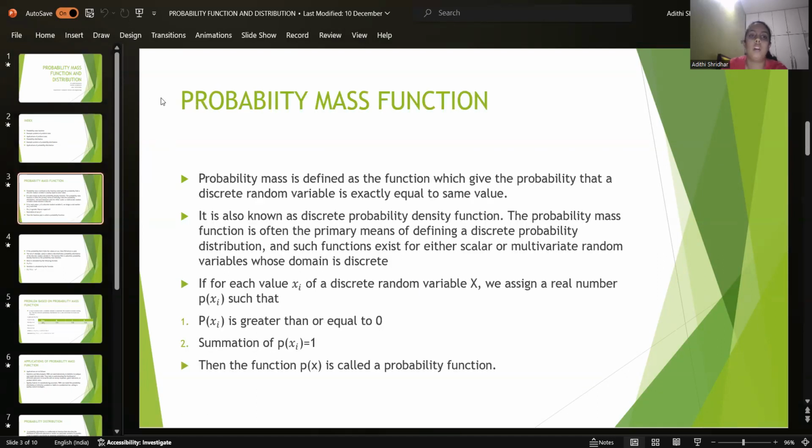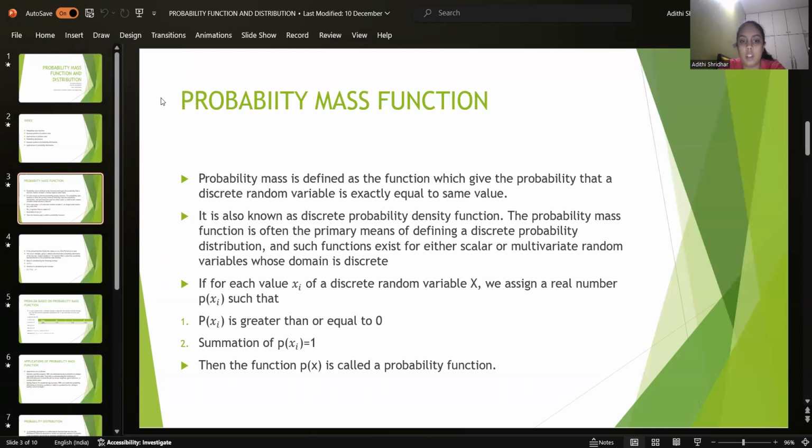What is probability mass function? Probability mass is defined as a function which gives the probability that a discrete random variable is exactly equal to some value. It is also known as discrete probability density function. The probability mass function is often the primary means of defining a discrete probability distribution, and such functions exist for either scalar or multivariate random variables whose domain is discrete.